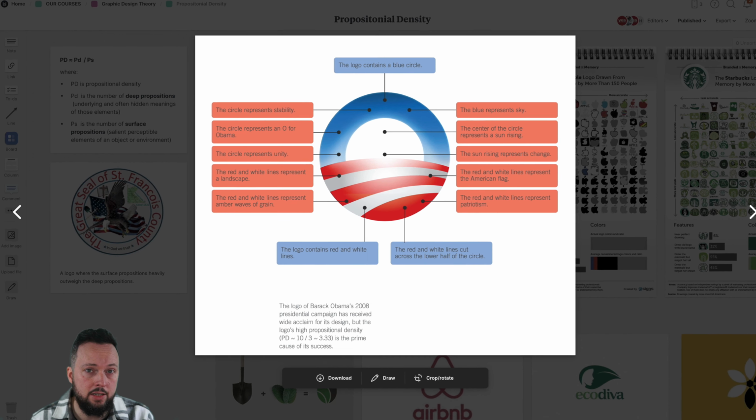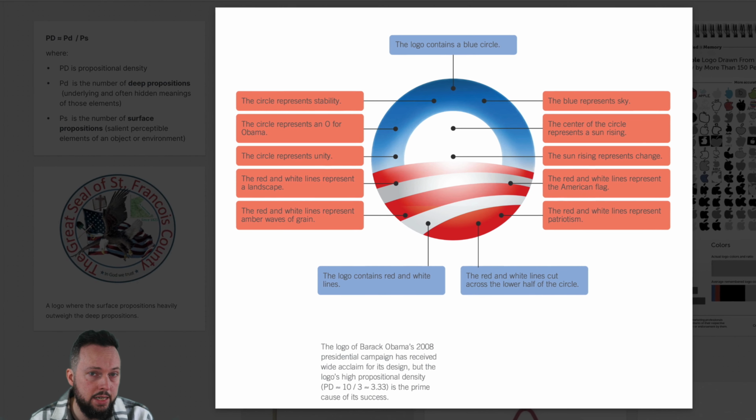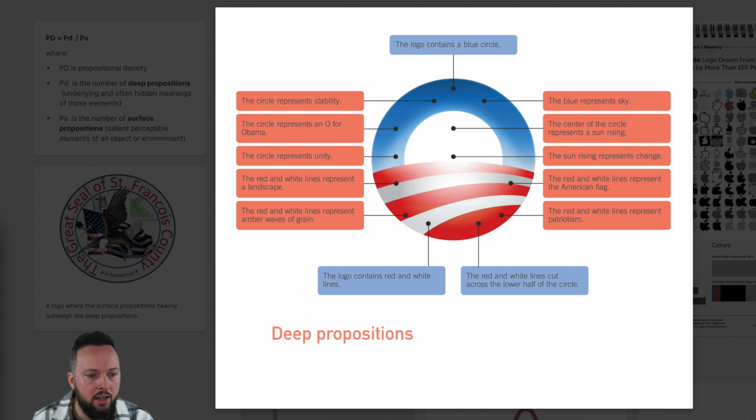Take this logo, for instance, from Barack Obama's 2008 presidential campaign, which is a brilliant example of how the amount of meanings can far outweigh the amount of elements used. And when we talk about propositional density, the meanings we usually refer to as deep propositions, and the actual elements that are used in the design we call surface propositions.